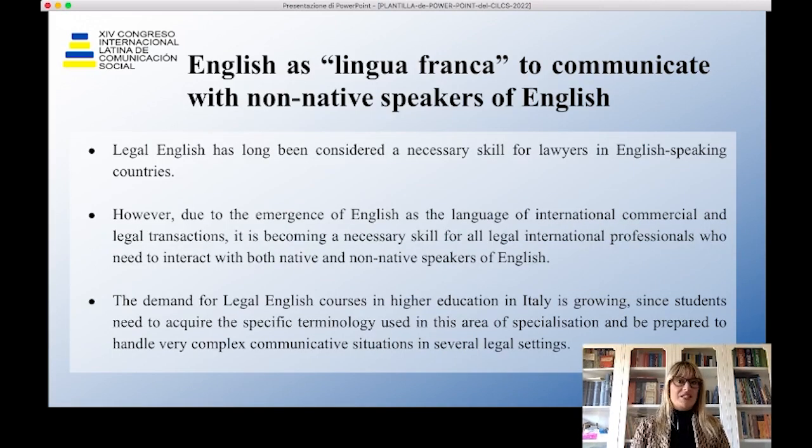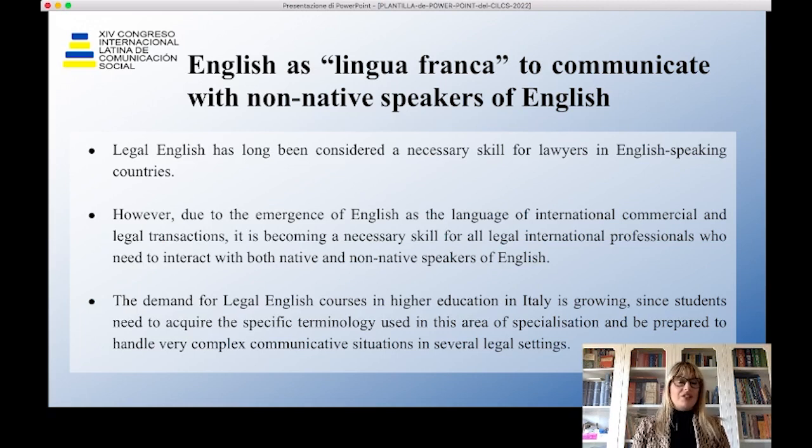First of all, we need to say that English has been traditionally considered as a lingua franca, the medium able to create a relationship between non-native speakers of English. In this regard, legal English differs from International Standard English since it refers to the language used by legal experts and all those who need to communicate in legal settings in order to avoid misunderstandings.